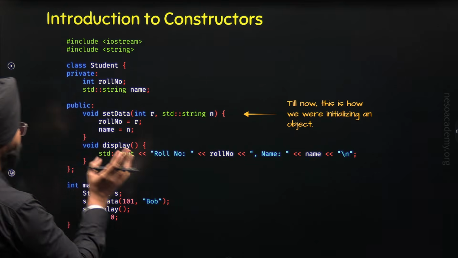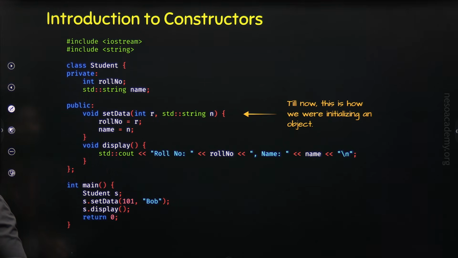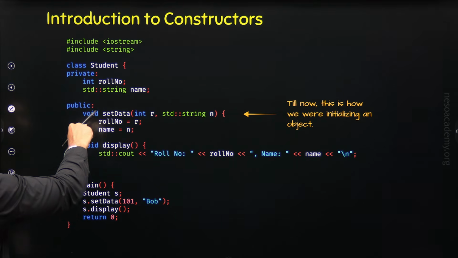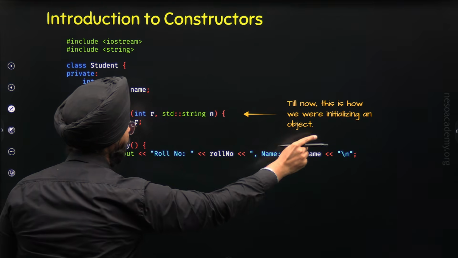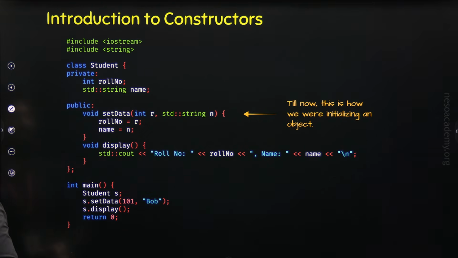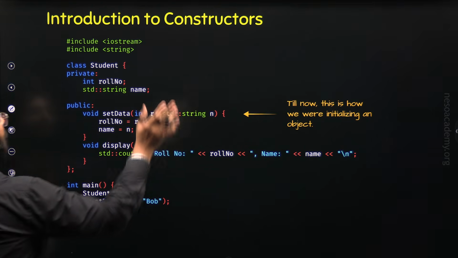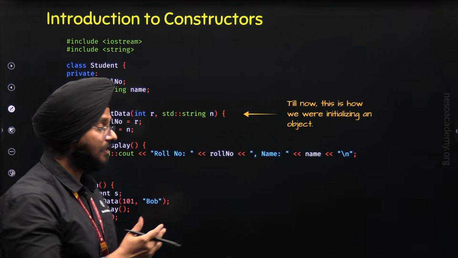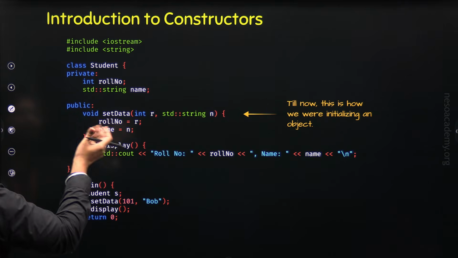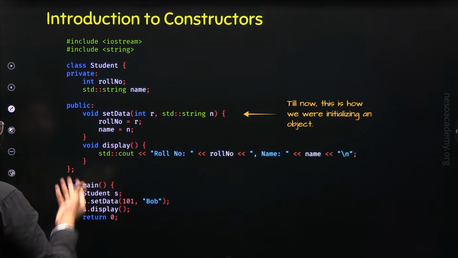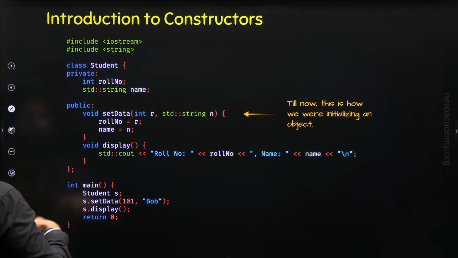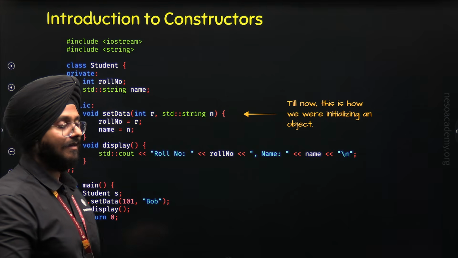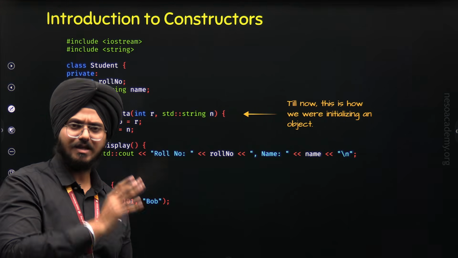In order to achieve the main goal of C++, that is, making the user-defined data type mimic the behavior of built-in data type, we have something called constructors in C++. This is the reason why we need to study constructors, because constructors allow us to initialize objects without the need to call functions explicitly. I hope this is clear to you.